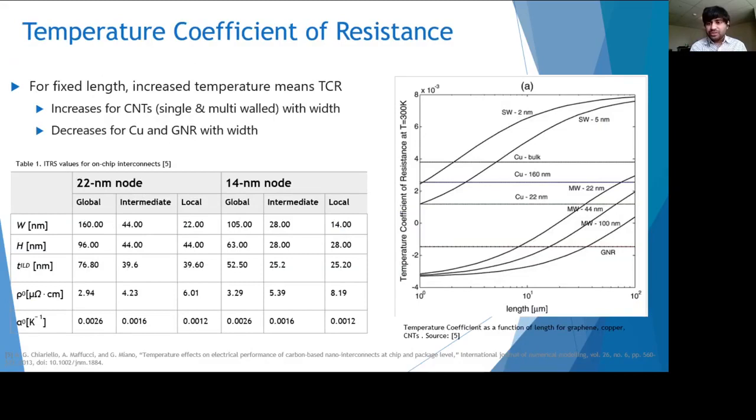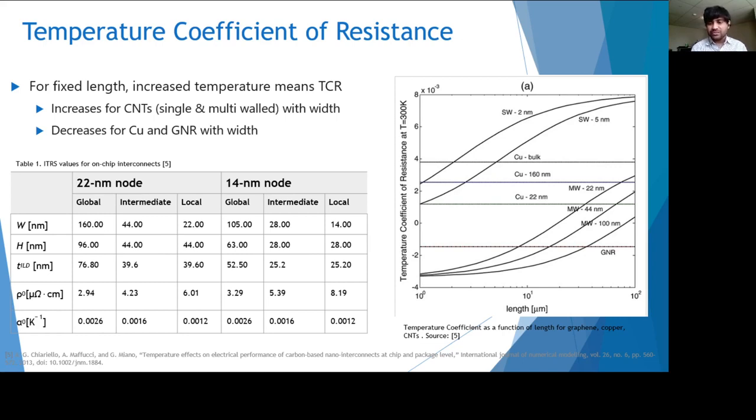Okay, so for temperature coefficient of resistance, resistance changes as temperature increases or decreases, but for some materials, so does the temperature coefficient. And so with copper and GNR, the coefficient stays constant with length, but decreases as the width decreases. So you can see that with copper, when the width decreases, so does the coefficient. But with carbon nanotubes, the coefficient increases as length increases and the width decreases. So multi-walled carbon nanotubes, shown as NW in the graph, have lower coefficients than single-walled carbon nanotubes, and that's shown as SW in the graph.